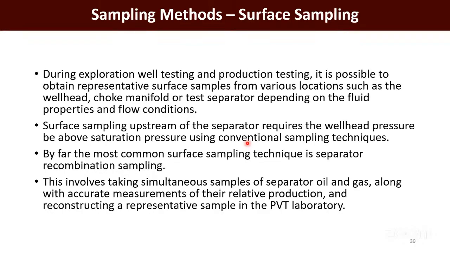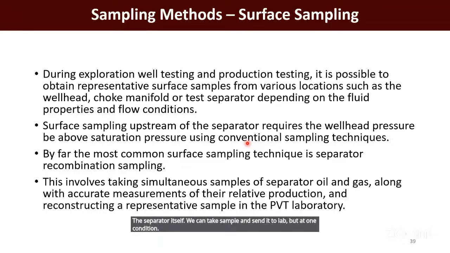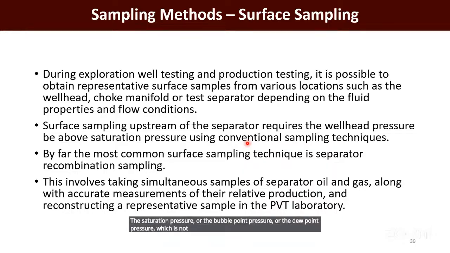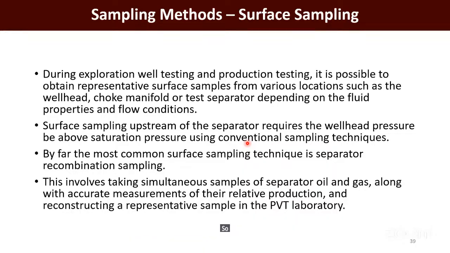Regarding surface sampling, we can use a separator or the test package at the wellhead. We can take a sample from the separator itself. We can take a sample and send it to the lab, but on one condition, that the wellhead pressure should be above the saturation pressure, the bubble point pressure or the dew point pressure, which is not the case in most cases. So what is the solution?